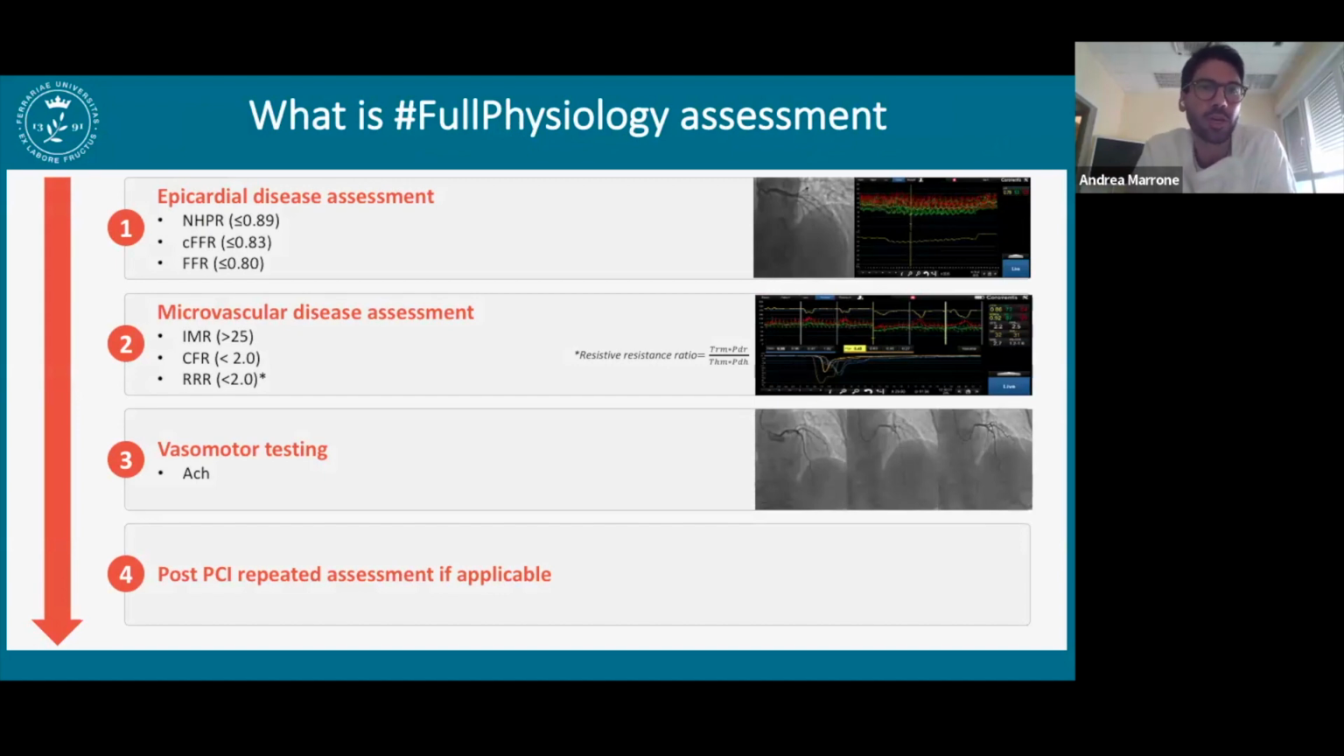So we usually go for epicardial assessment firstly with the non-hyperemic indexes, and then we usually go for hyperemia. After this, we usually go for microvascular disease assessment with IMR and CFR. And of course, we also perform some intracoronary acetylcholine provocation tests to see if there is some epicardial vasomotor disorder. And what is really important is that if we perform PCI, we should repeat our assessment after PCI in order to see if our work has been enough.